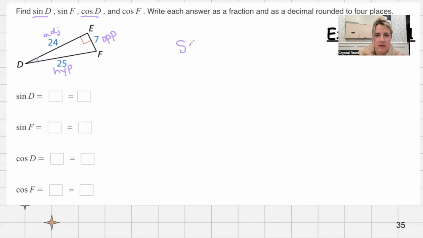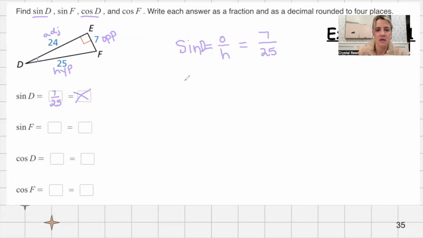Sine of angle D then, remember sine is the ratio, SOHCAHTOA, opposite over hypotenuse. So sine ratio is the ratio of the opposite, which is 7 over the hypotenuse, which is 25. So the sine ratio, 7 over 25. We're not going to worry about the calculator part. 7 over 25, that's sine of angle D.